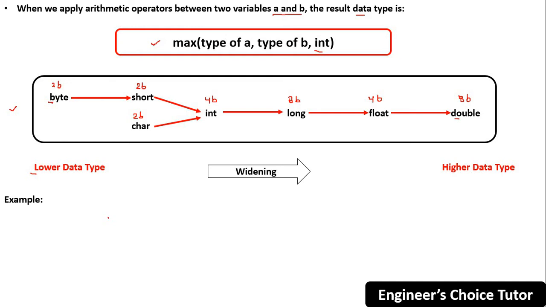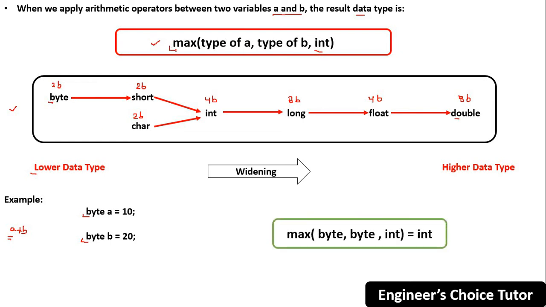For example, I have two variables: byte a is equal to 10 and byte b is equal to 20. Now I want the addition of these two, a plus b, and I want to print it on the console. So what is the return type of a plus b? You have to apply this formula, max of the type of a, which is byte, the type of b, which is byte, and int. Now tell me, which data type is higher between byte and int?